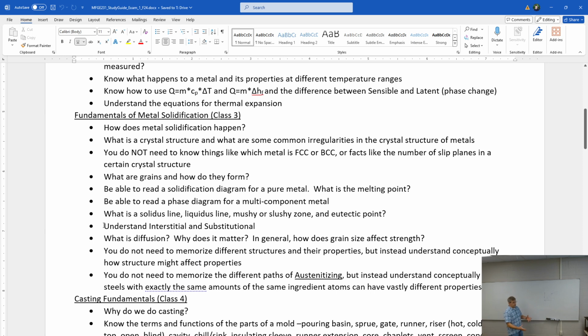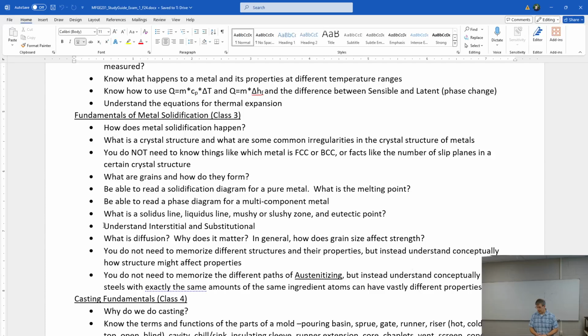Okay, so sensible is something just getting warmer. So it is putting heat into something and it gets warmer. So how much heat does it take to heat something up by a certain number of degrees? Latent is phase change. So I'm putting a bunch of heat into something, putting a bunch of energy in. It's not changing temperature, but it is changing phase. So it's either melting or it's turning into a gas.